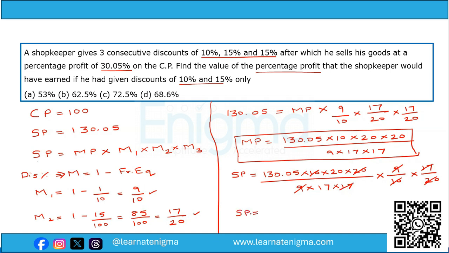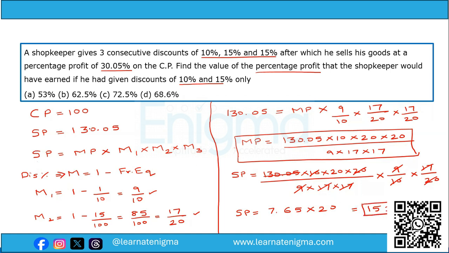So now let's solve this. Selling price is equal to 130.05 divided by 17. If we divide this, it comes out to be 7.65. Okay, so 7.65 multiplied by 20. So selling price comes out as 153.